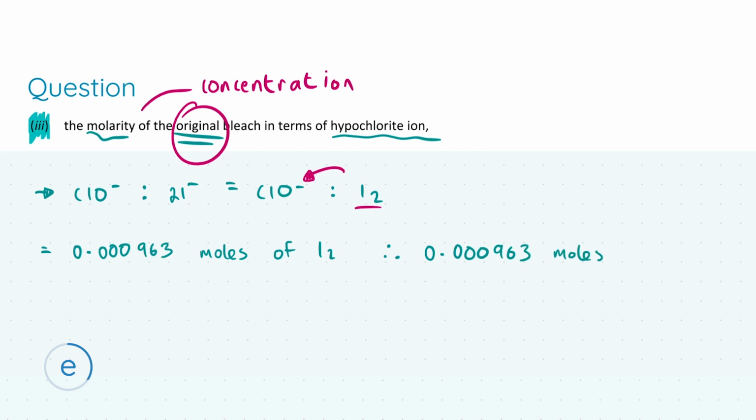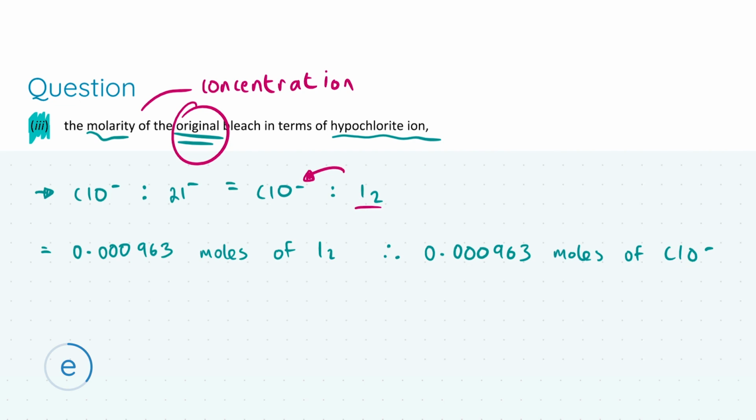In the question, we were asked to find the molarity of the original bleach in terms of hypochlorite ion. What we have done now is find the number of moles of the hypochlorite ion present in our diluted bleach, because, as we know from the question, this reaction is all done with bleach that has been made up and diluted into a solution. So we know now the amount of moles in our diluted bleach, and we need to convert that to the amount of moles in our original bleach.